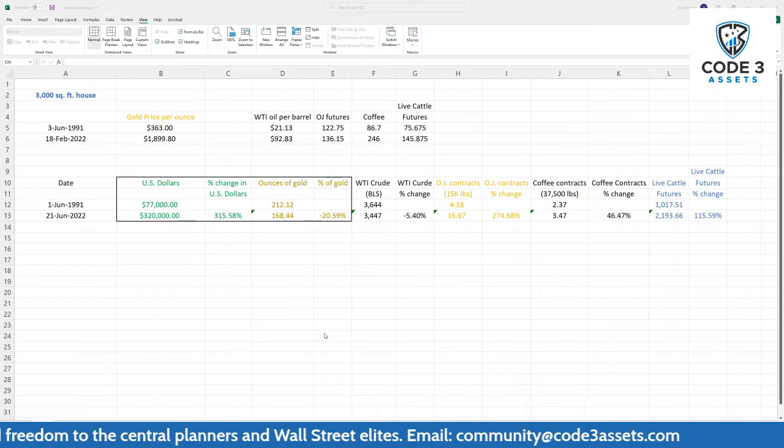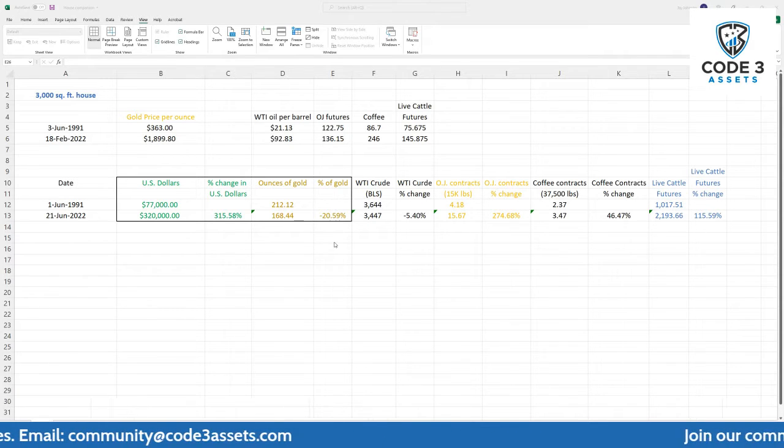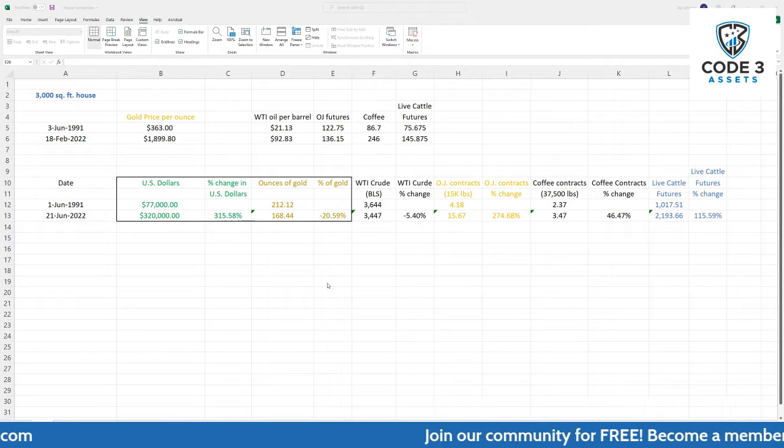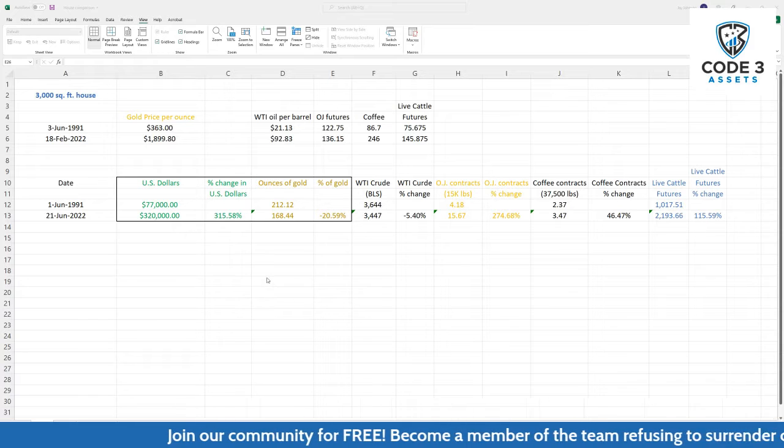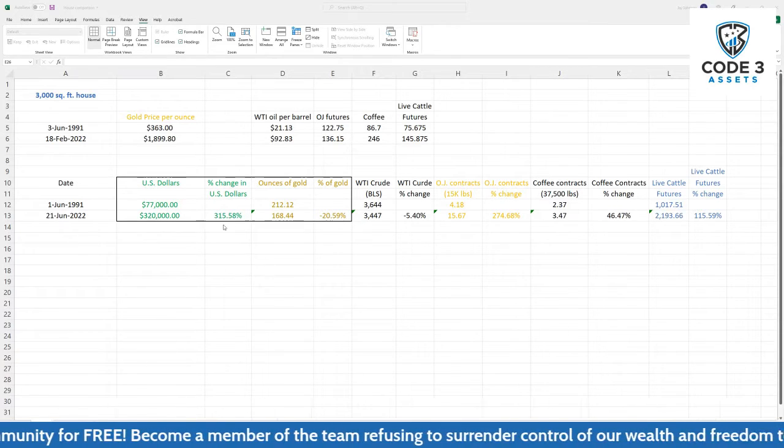Now, the house serves the same purpose. So what is a better store of value? You'll see here it took 20.5% less physical gold to convert into dollars and buy that house. But cash, it took 315.5% more cash. So a huge difference.